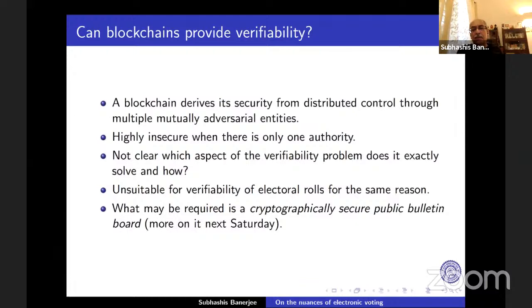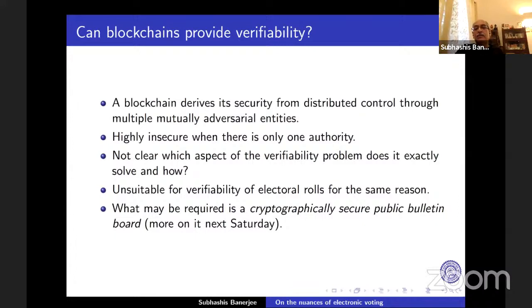And it is unsuitable for verifiability of electoral rolls for exactly the same reason. The electoral roll problem is about defining ground-level processes for the electoral registration officers to ensure they don't miss out somebody. So yes, you need transparency in the process. You need public accountability, but that cannot come from a data structure that requires multiple adversarial authorities for its correctness, right? So where that is coming from is unclear. What they may require is a cryptographically secure public bulletin board. That may address the electoral roll problem somewhat and also the voting problem.